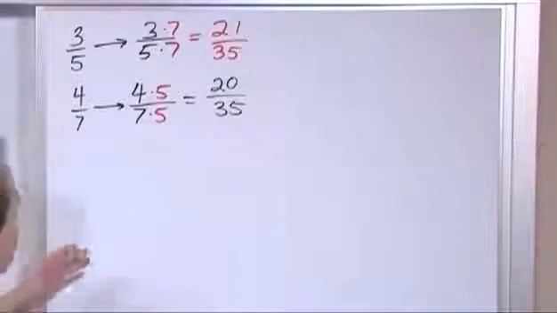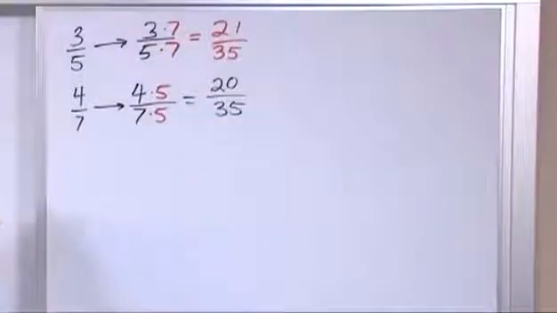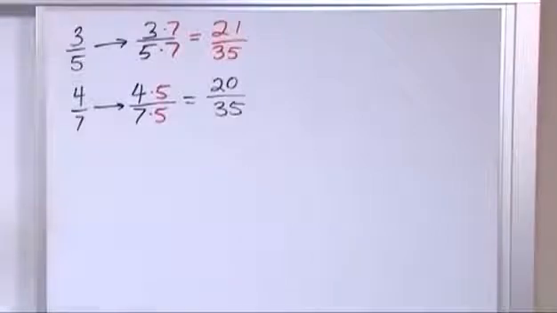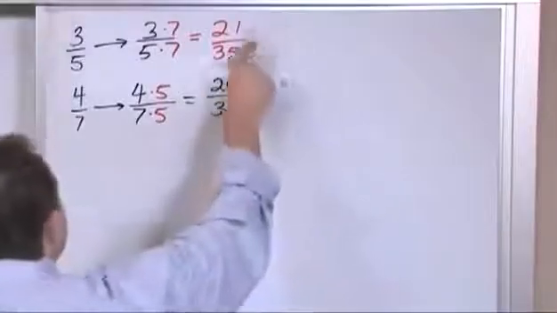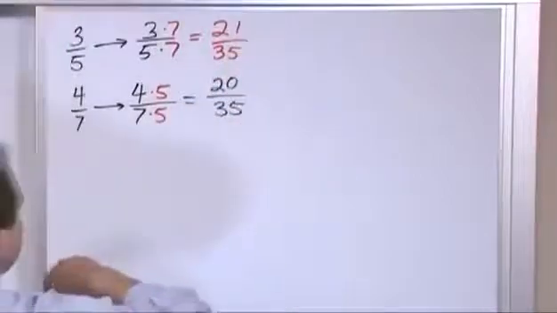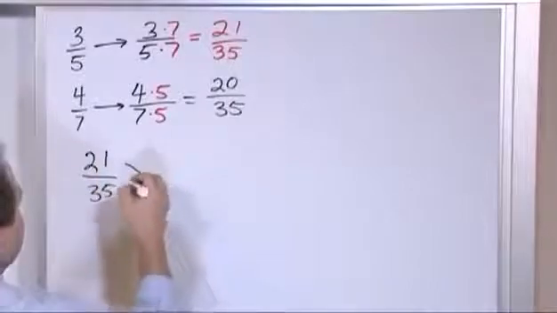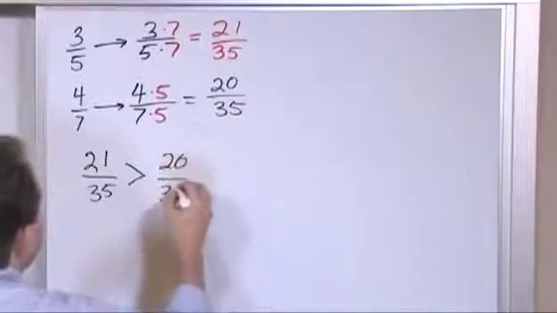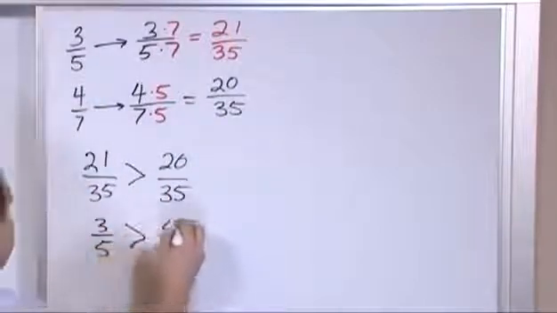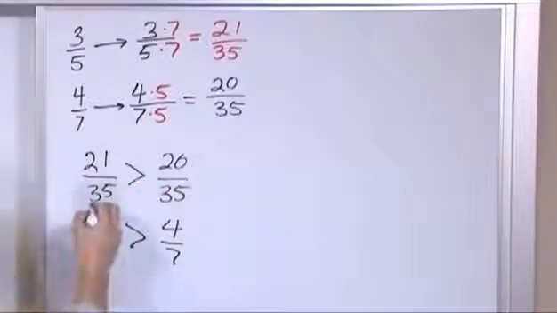So again, if I take a pizza, cut it into 35 pieces, and give one guy only 20 of those pieces, and then I take another pizza and cut it into 35 pieces and give this guy 21 of those pieces, this guy is going to have the most pizza, the guy that has 21 pieces instead of the guy that has 20 pieces. So basically what we've shown is that 21/35 is greater than 20/35, which means that 3/5 is greater than 4/7 because this fraction goes with this one and this one goes with this one. So 3/5 is greater than 4/7.